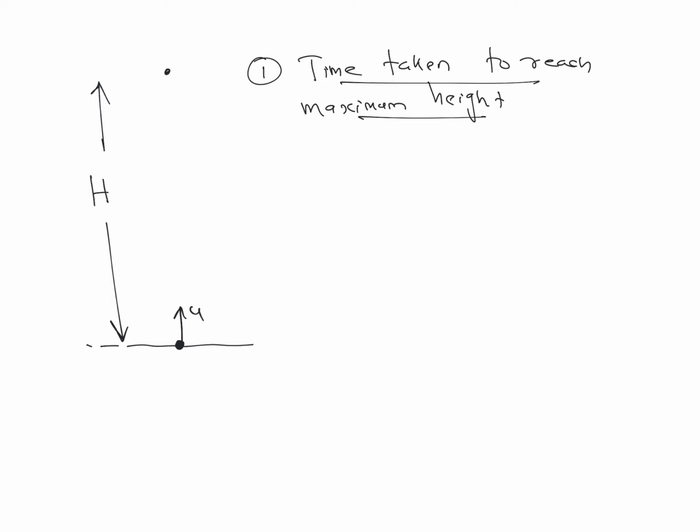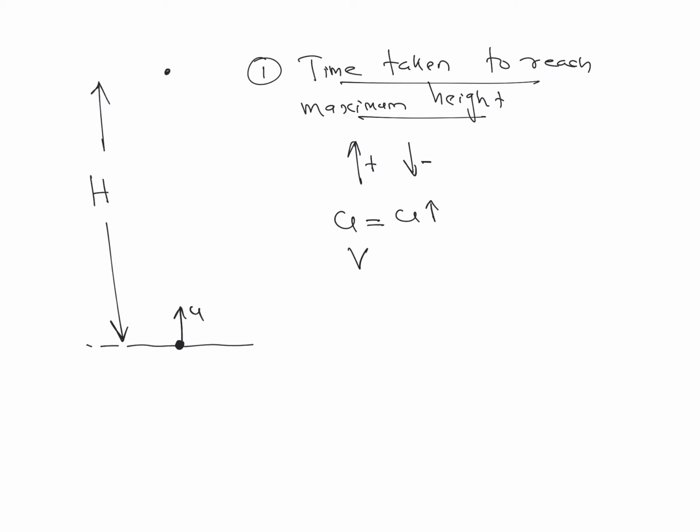First, we are going to calculate the time taken to reach the maximum height. Whenever we are solving questions related to motion under gravity, first we have to fix one particular direction as positive and the other direction as negative. So here I am going to fix the upward direction as positive and the downward direction as negative. Now we have to write the given information. The initial velocity is u, and it is in the upward direction, so we take it as positive.